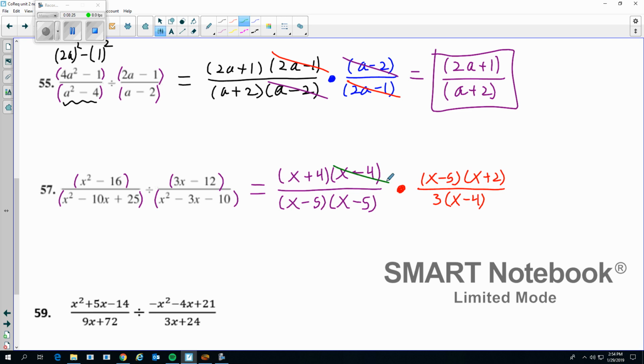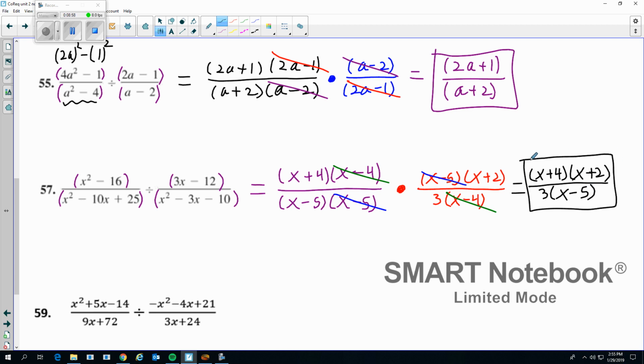So x minus 4, x minus 4. x minus 5, x minus 5. And I think that is going to be it. So what we're left with on top, doesn't matter what order you put them in, I'll put the x plus 4, then the x plus 2. And then all divided by x minus 5 times 3. It looks nicer if I put the 3 first. So I'm going to put the 3 first, and then the x minus 5. And there we go.